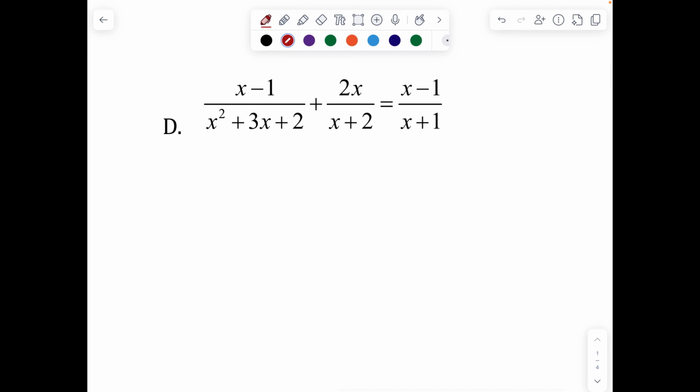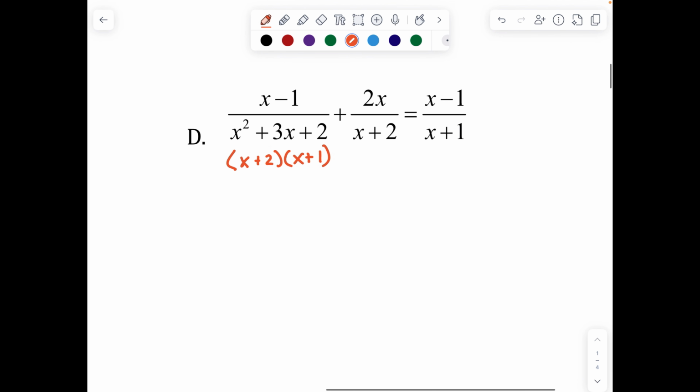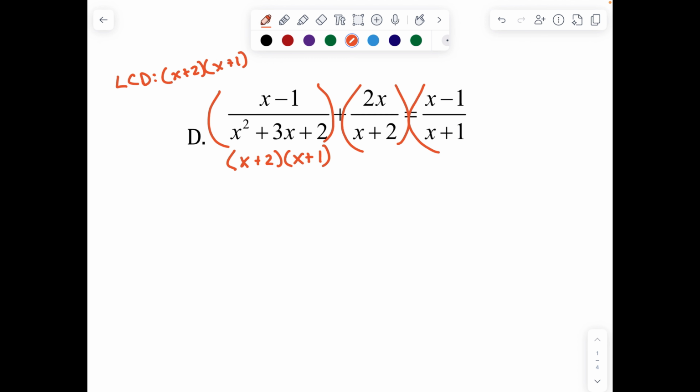On to D. So we have x minus 1 over x squared plus 3x plus 2. So we're going to go ahead and factor that into x plus 2 times x plus 1. The other two denominators cannot be factored. So our LCD is just going to be x plus 2 times x plus 1. So I'm going to go ahead and multiply all of our fractions by our x plus 2 times x plus 1.